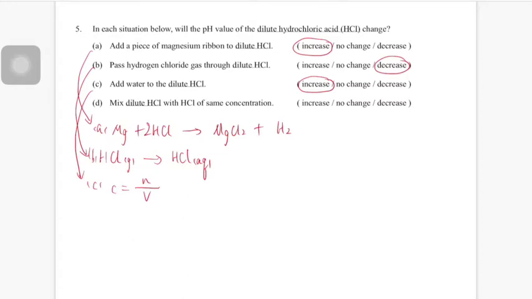And for the last one, we're mixing dilute hydrochloric acid with HCl of the same concentration. Okay, so with the same concentration, after mixing, we actually didn't change the concentration of the hydrochloric acid, because it's of the same concentration. So after mixing, there is no change of hydrogen ion concentration, so there will be no change for the pH value.